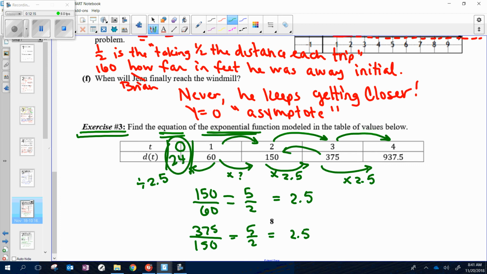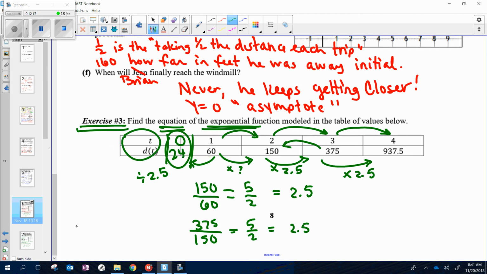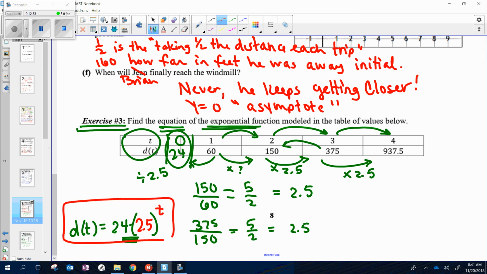24. So my function, using the correct notation, would be d of t equals initial value times, remember this means multiply when you put that in front of parentheses, my multiplier, 2.5 to the t. There's your function. Now, if I were you, I would graph that function as a function of x on your calculator, 24, 2.5 to the x, and double check that you have the right table.